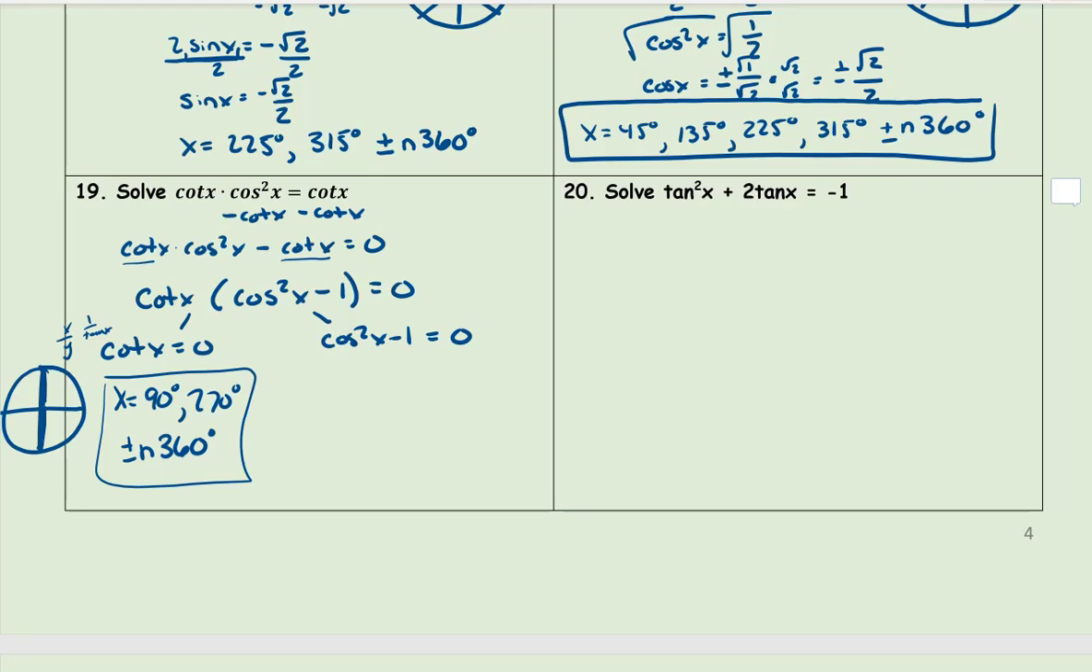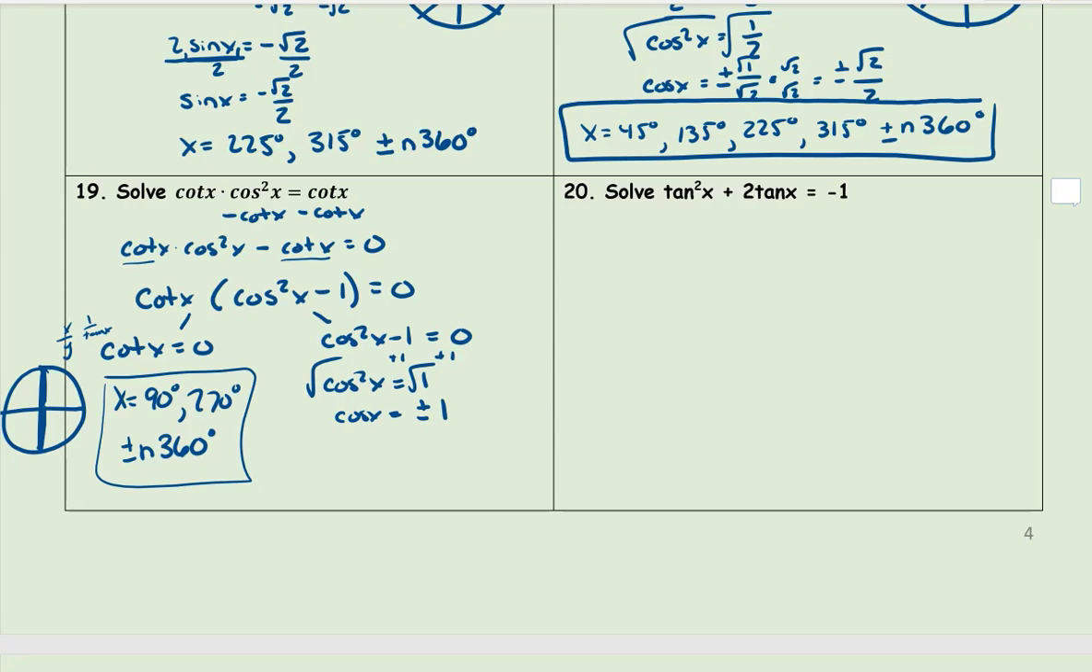But now we also have to look at this cosine squared x minus 1. So what we're going to do is try to isolate the cosine all by itself. We're going to add 1 to both sides. And I'm starting to write smaller because I realize I only have so much space here. So you have cosine squared x is equal to positive 1. We're going to take the square root of both sides. So now we have cosine of x is equal to plus or minus 1.